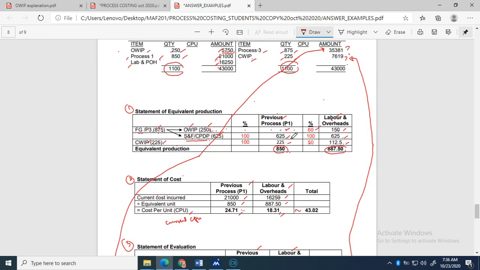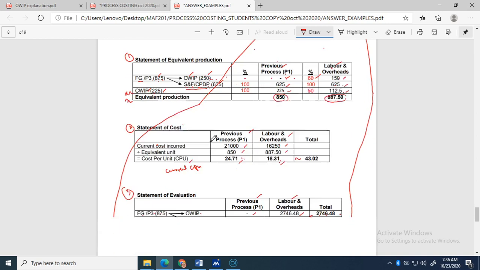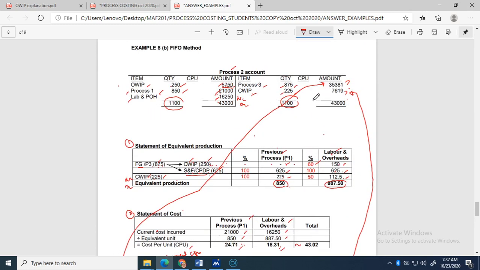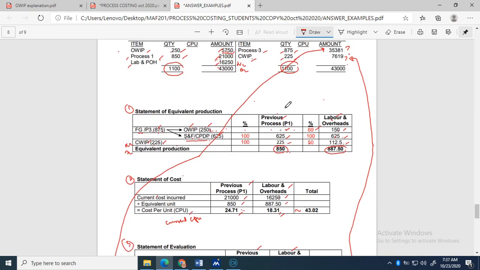What happens if you have losses, normal loss? As usual, if you have normal loss here, abnormal loss here. As usual, abnormal loss you can transfer the amount to the process account, but normal losses you have to adjust in the finished goods. As usual, we refer to example 7. So you plus normal loss cost, minus normal loss scrap value. Then you get the finished goods transferred to the process account. So this is the first in first out method.